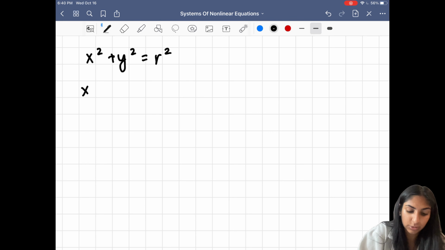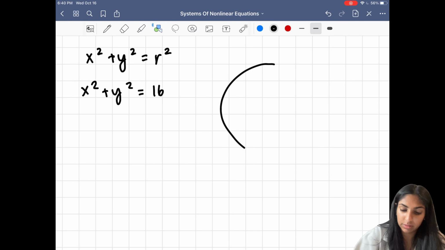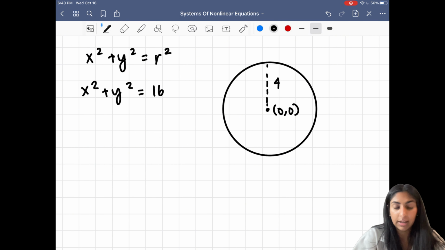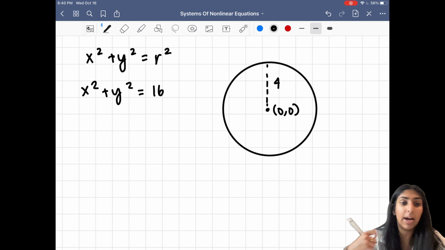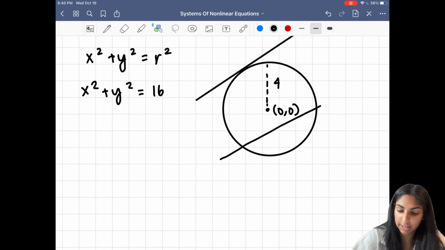So if we have x squared plus y squared equals 16, then we're going to have a circle that's centered here at 0, 0 and has a radius of 4. Now we can solve a system of nonlinear equations by graphing. If you have, for example, a linear equation and an equation of a circle, and you want to find out the points where they intersect. So a line can intersect a circle like that, or like that, where it's just at one point, or it can intersect a circle like that, where you can see it intersects at 2 points.